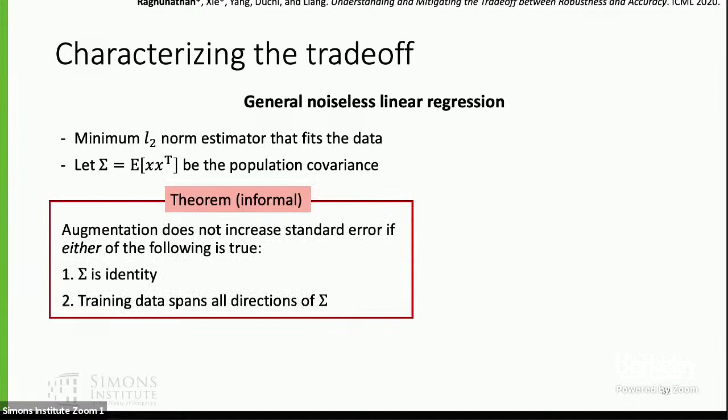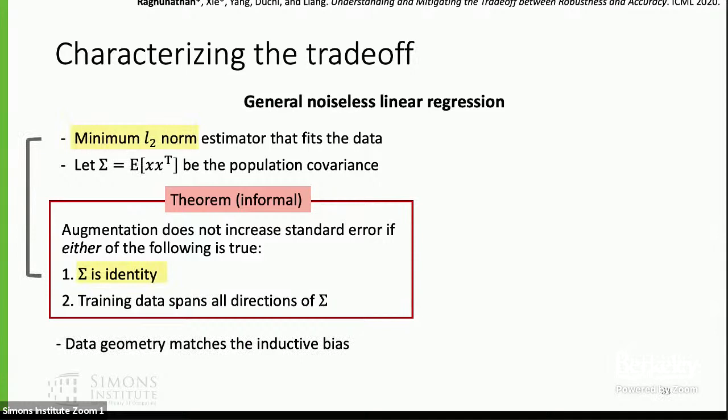Here's an informal theorem where augmentation, adding extra data which is accurate and which shouldn't have hurt your model, we can prove does not increase the standard error, or does what you'd expect, only if either sigma is identity, which means the population covariance is identity, or you just have a lot of data and the training data spans all directions of sigma. So if you've basically seen all directions of sigma, you don't have this problem, or if sigma is identity, you don't have this problem. But otherwise, you could be in a situation where adding data increases your error.